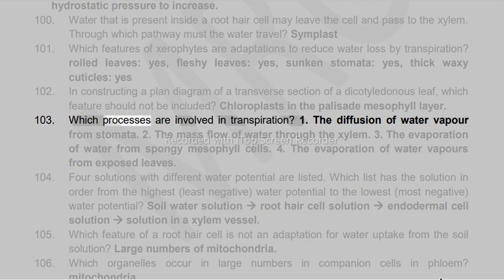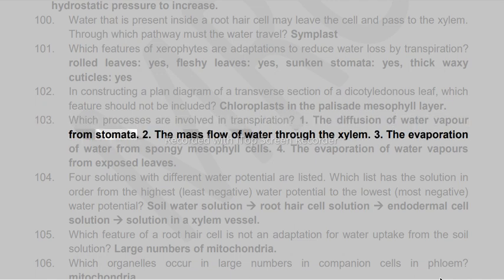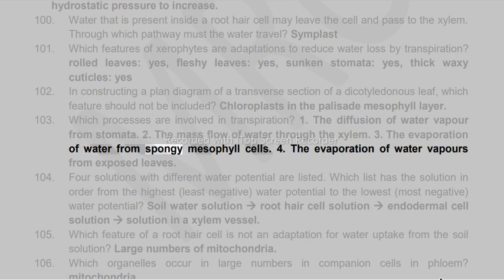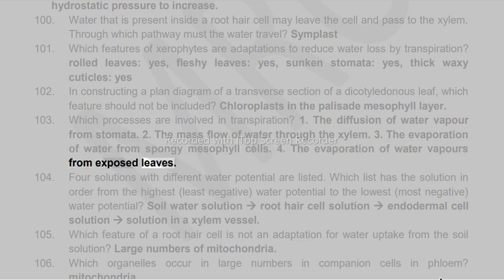103. Which processes are involved in transpiration? 1. The diffusion of water vapor from stomata. 2. The mass flow of water through the xylem. 3. The evaporation of water from spongy mesophyll cells. 4. The evaporation of water vapor from exposed leaves.